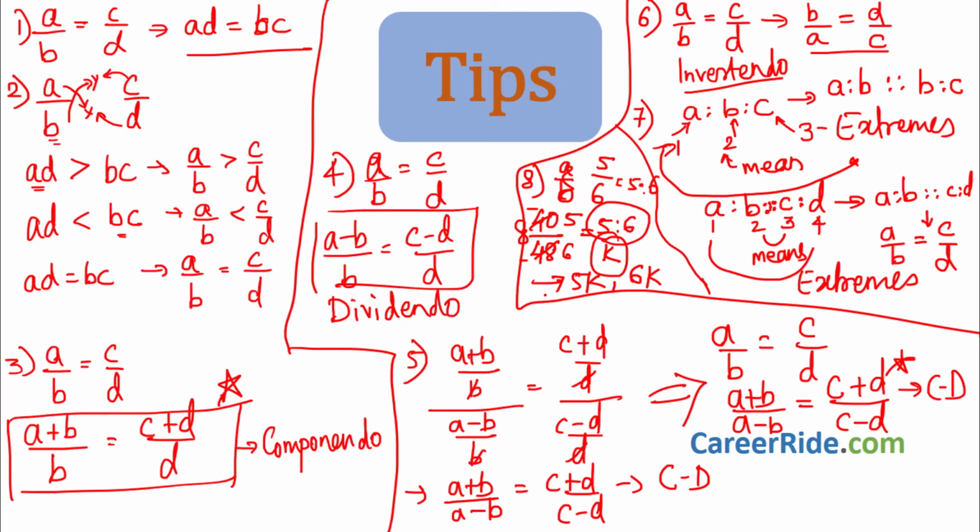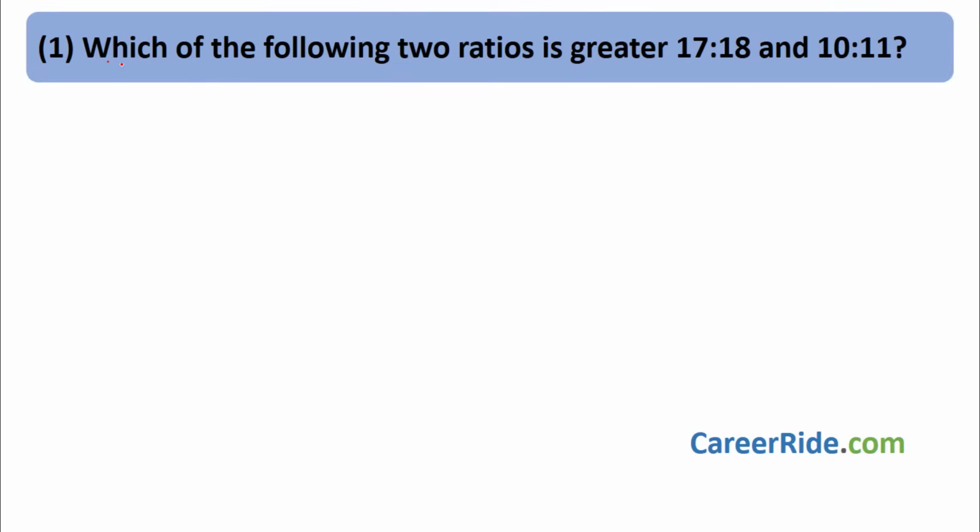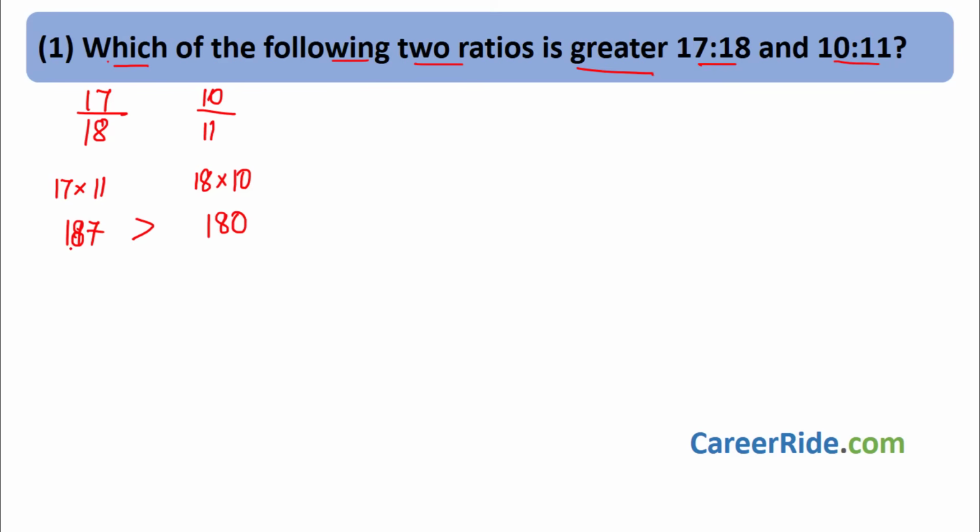Now let's move on to question number 1. Which of the following two ratios is greater? 17:18 and 10:11. What have we seen? We have two ratios, 17/18 and 10/11. What should we do? Take 17, take 11, multiply them. Take 18, take 10, multiply them. What do we get? 17 10s are 170, 187. 180. 187 is greater than 180. Left hand side is greater than right hand side. So left hand side ratio must be greater than right hand side ratio. So 17/18 is greater than 10/11. See how easy it was.